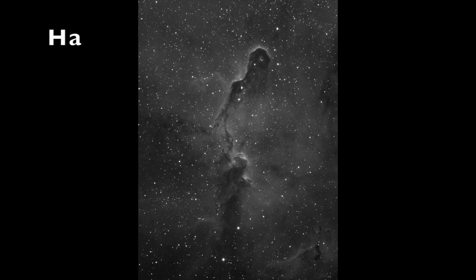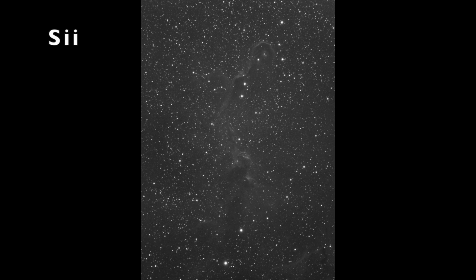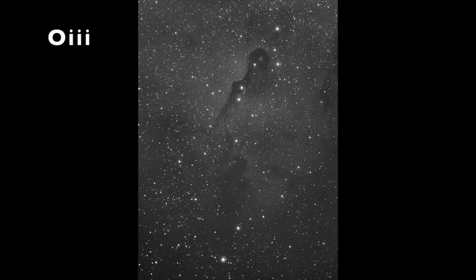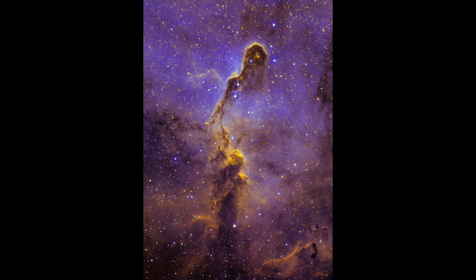A really popular method for this is to recreate the Hubble Palette. It's called the Hubble Palette because a lot of the images taken from the Hubble telescope are processed this way. That is where you assign the hydrogen alpha data to the green channel, you assign the sulfur data to the red channel, and then you assign the oxygen data to the blue channel, and that gives you one final colourful image.